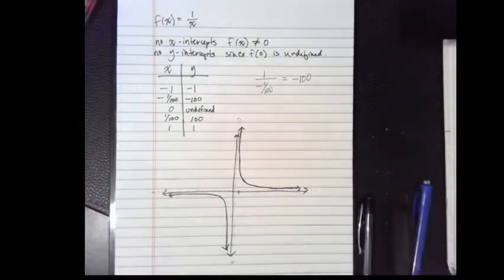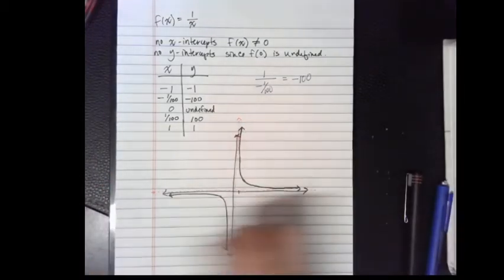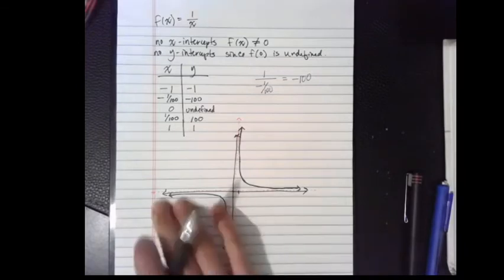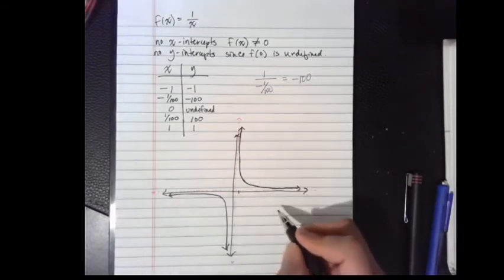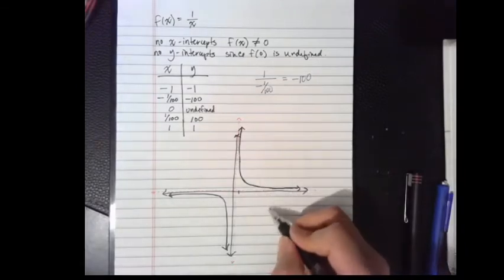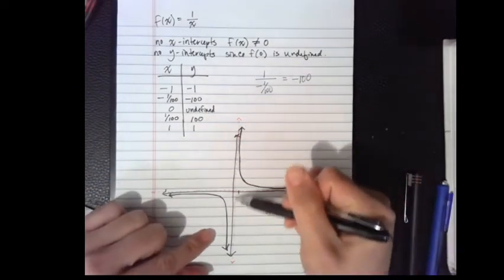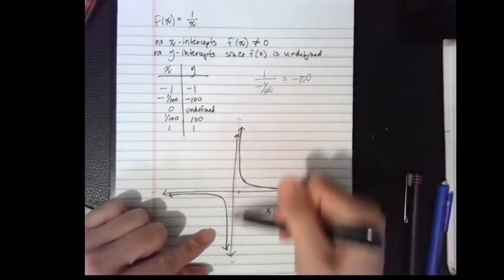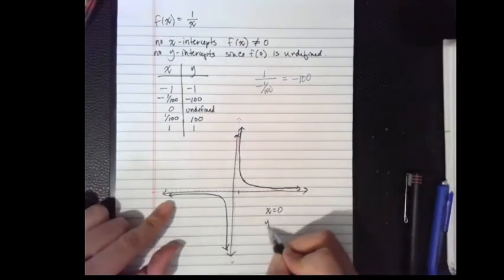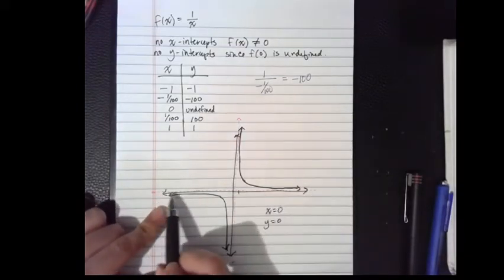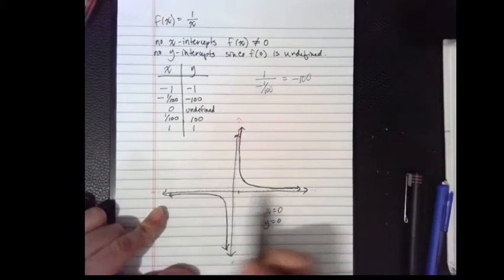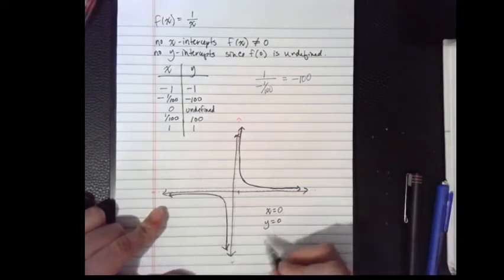Okay, so remember, our special lines are just x equals a number and y equals a number. So here, where x equals 0, I have this vertical line right here that I cannot cross. And where I have y equals 0, I've got this horizontal line I cannot cross. These are called asymptotes.